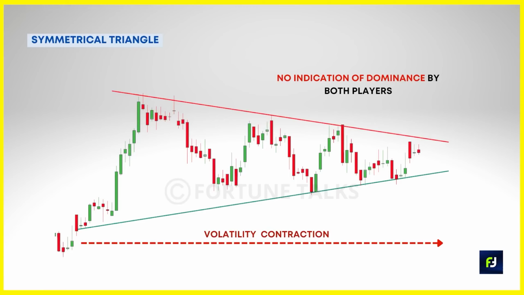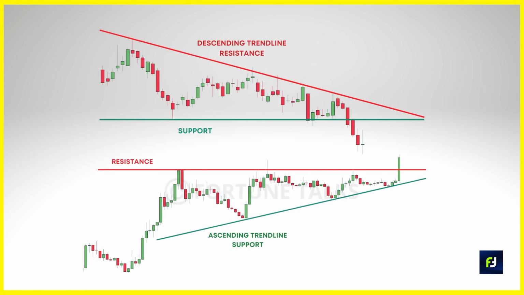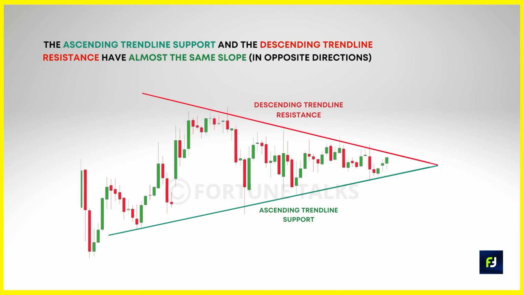Now, before we get into the breakout part, let's first learn how to identify a symmetrical triangle pattern in the charts. I hope you're familiar with the fact that for an ascending triangle, there is an ascending trendline support and a flat resistance line, while for a descending triangle, there is a descending trendline resistance and a flat support line. Now, when it comes to a symmetrical triangle, and as the name suggests, the sides of the triangle slope equally, which means the slope of the ascending trendline support and the descending trendline resistance happens to have the same slope.